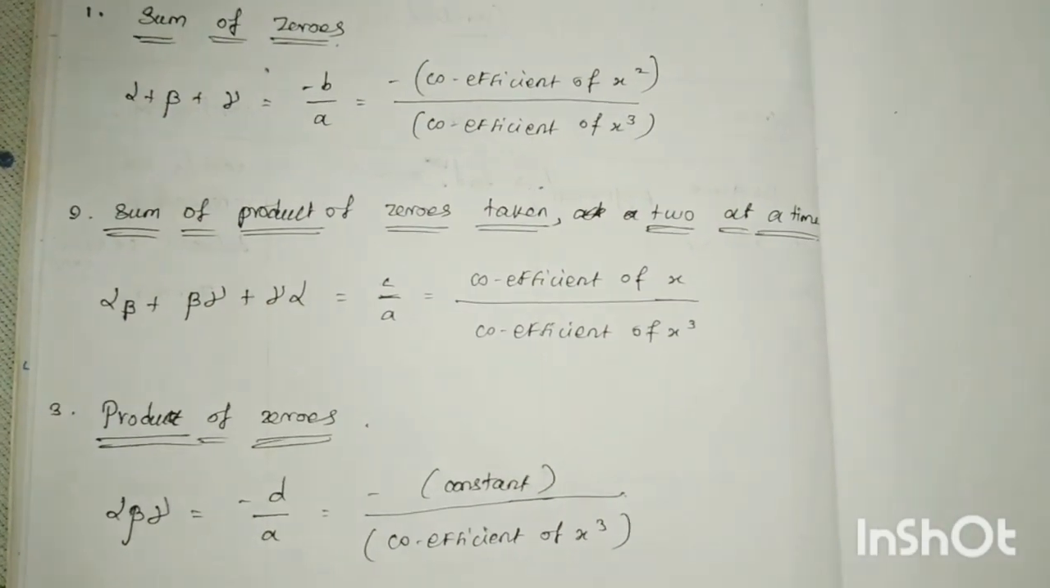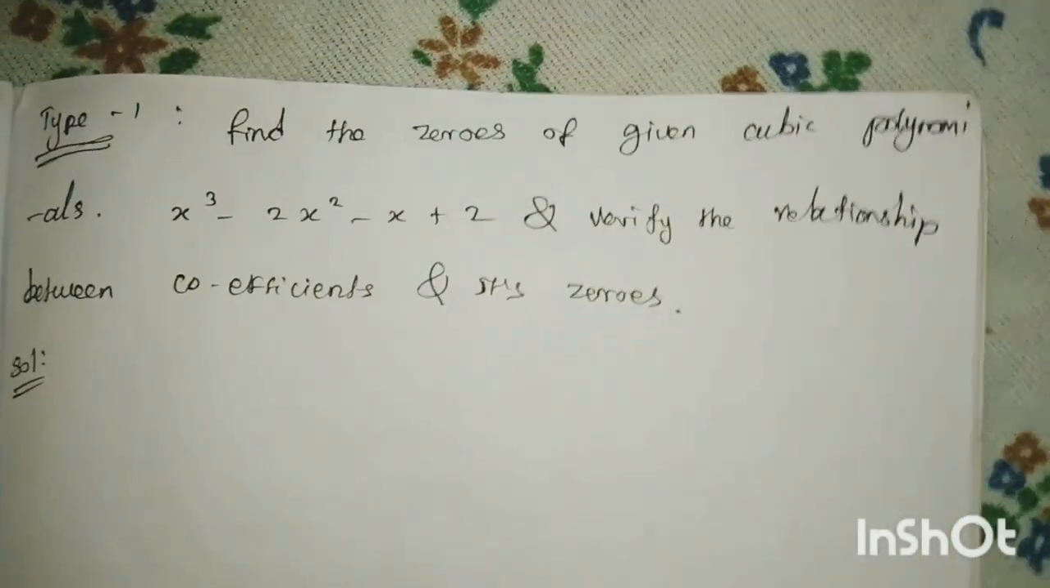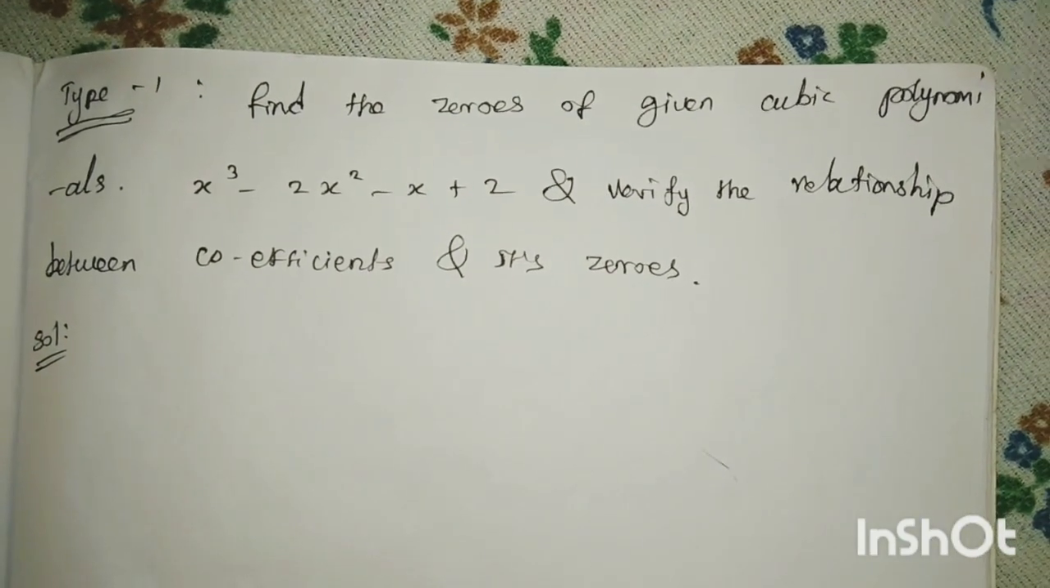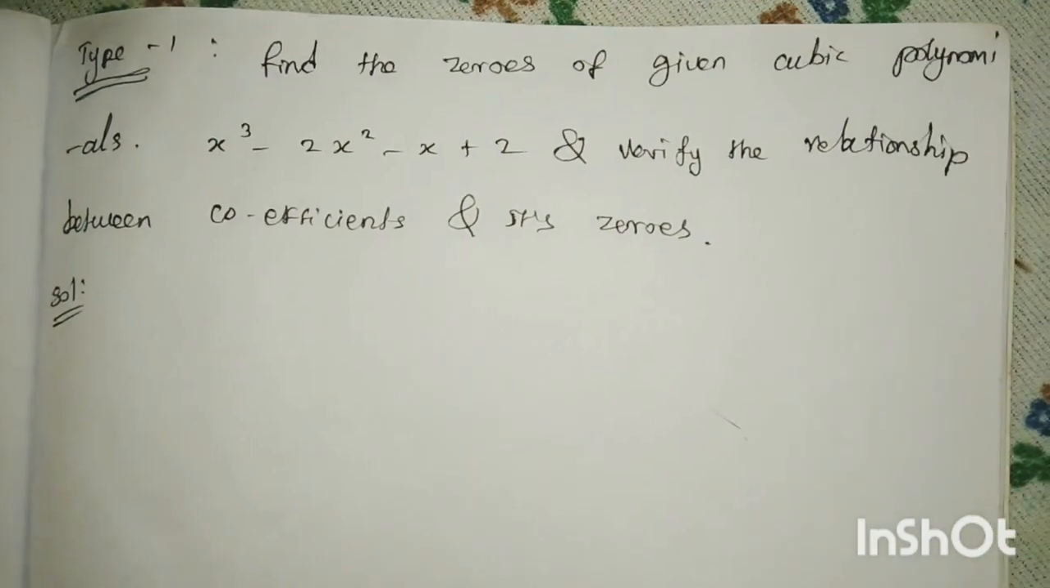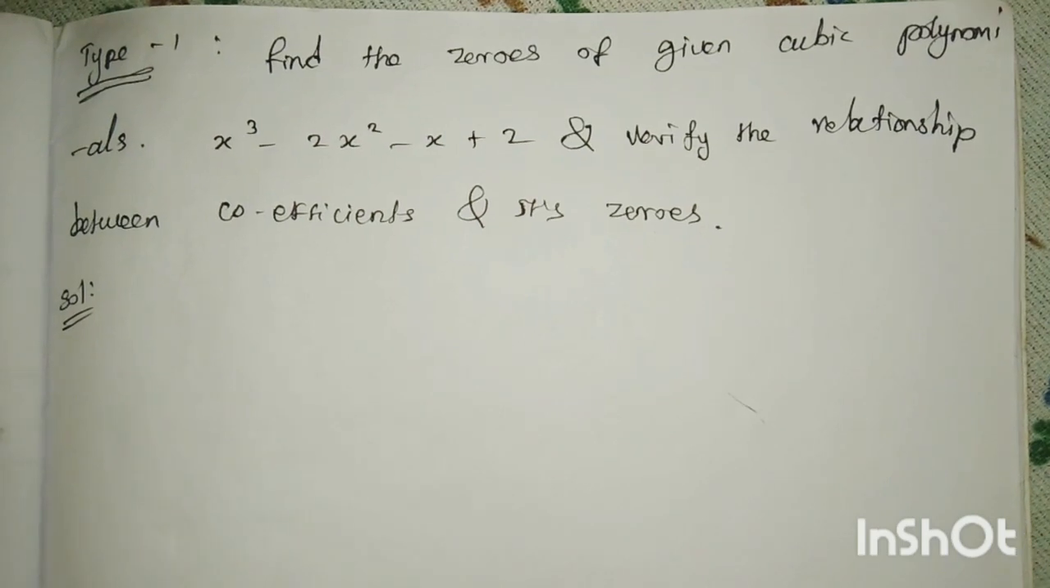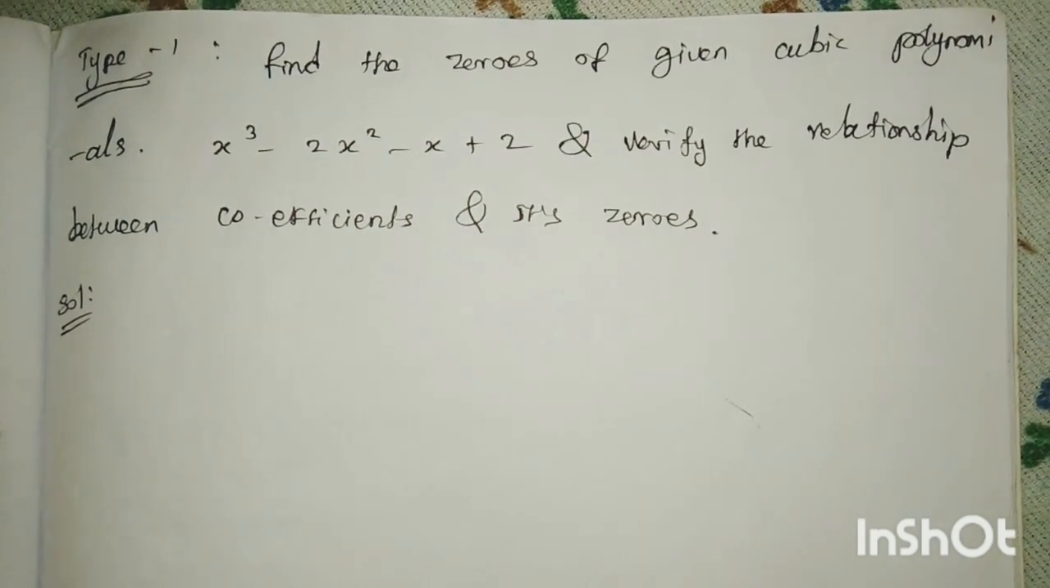Are you all clear? Okay, now we enter the problems. First type: find the zeros of a given cubic polynomial. So first we should find out the zeros of the cubic polynomial, right?